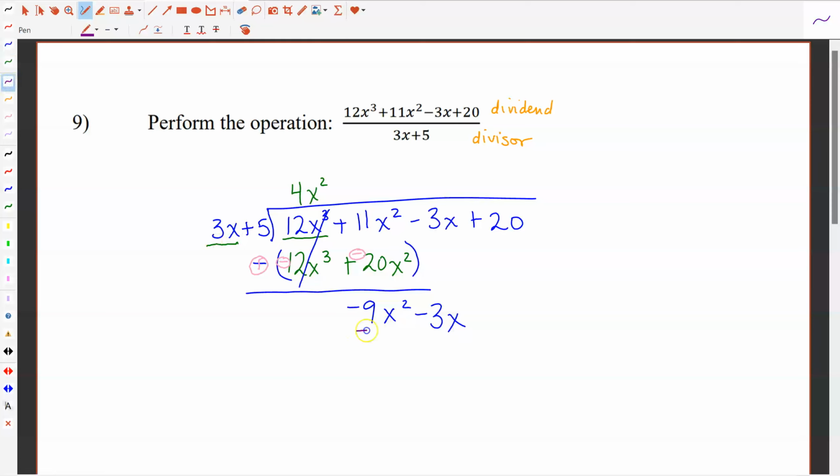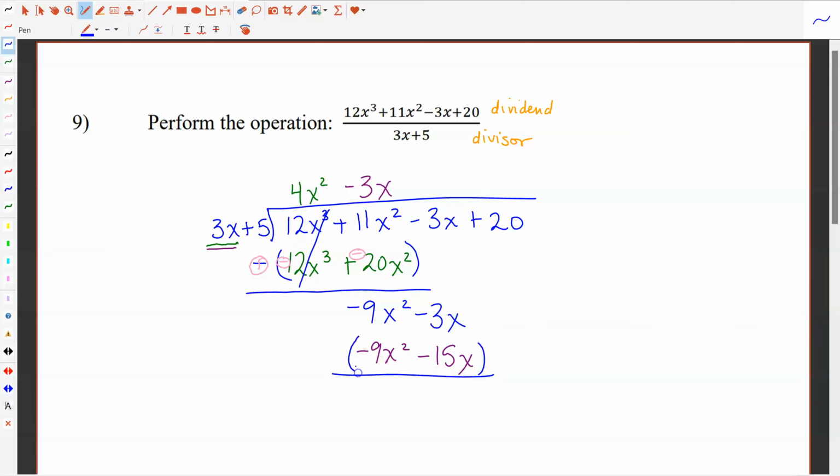I'm going to look at the first term right here and the first term out here. And I'm going to ask myself, 3x times what gives me negative 9x squared? Well, from 3 to negative 9, that's going to be a negative 3, which I'll write up here as minus 3. And then from x to x squared, I need to introduce another x. I'm going to take the thing that I just found, which is the negative 3x, multiply it by everybody on the outside, and write that new polynomial underneath here. So negative 3x times 3x is negative 9x squared. And then negative 3x times the positive 5 is going to be minus 15x.